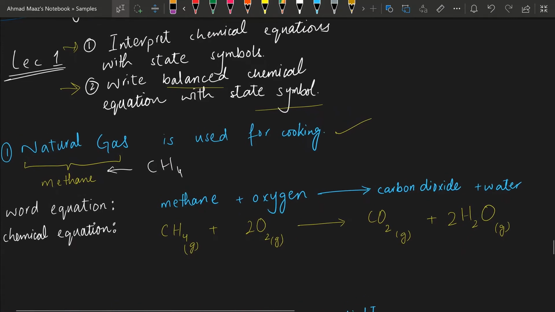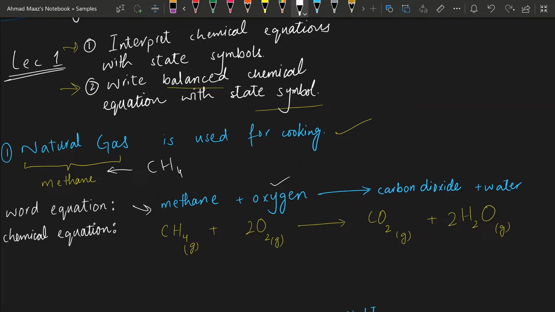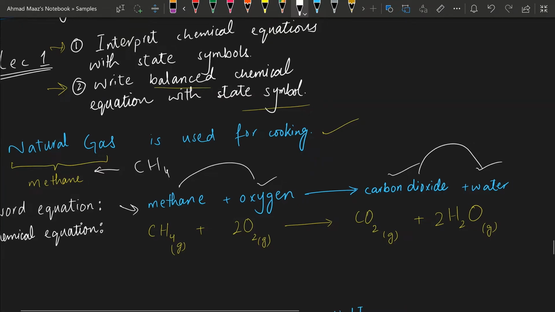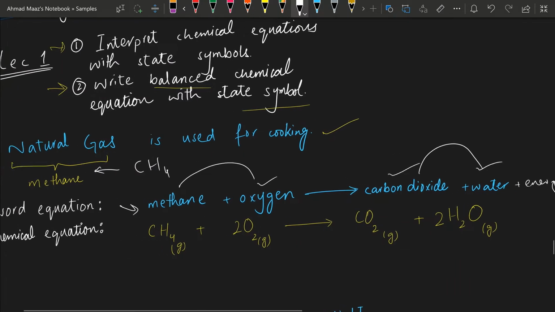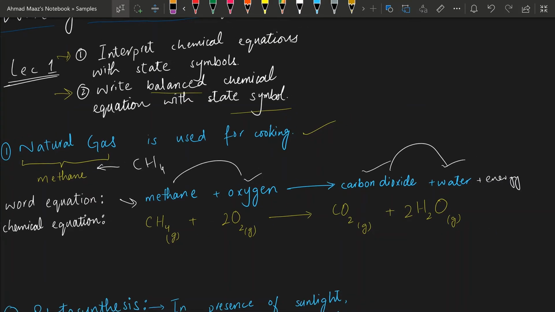This is the word equation for it. Methane burns in presence of oxygen and it gives carbon dioxide and water. Alright, methane and oxygen burn together. What do we get as a result? We get carbon dioxide and water, and obviously energy. So, if you want to represent the same word equation in a chemical equation form, then you'll simply write down the chemical formulas for all the reactants and products.